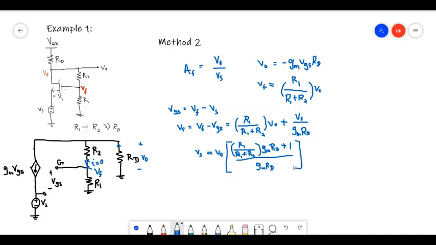Right, so then you can see that V out over Vs is the reciprocal of this, right? So the closed loop gain A is GmRD over 1 plus R1 over R1 plus R2 into GmRD. So this is the answer.